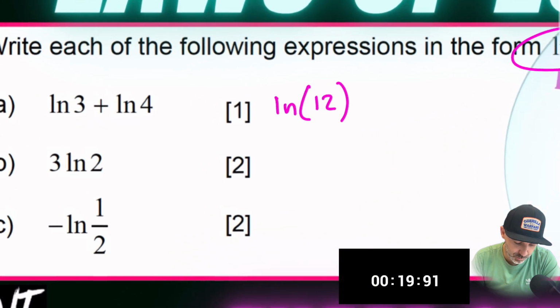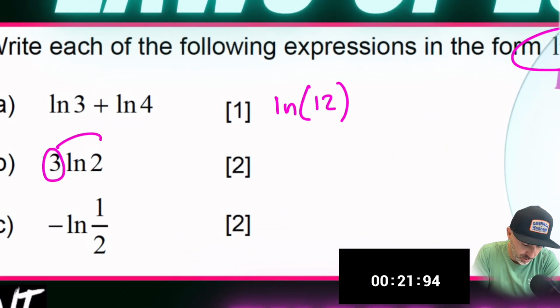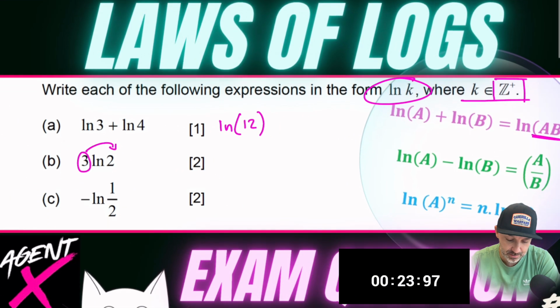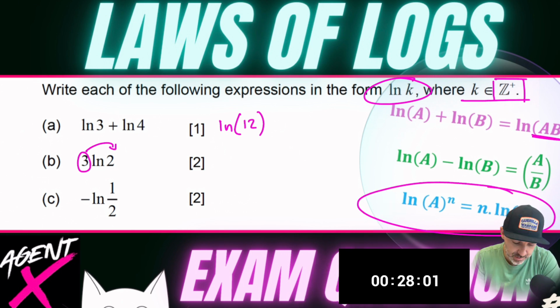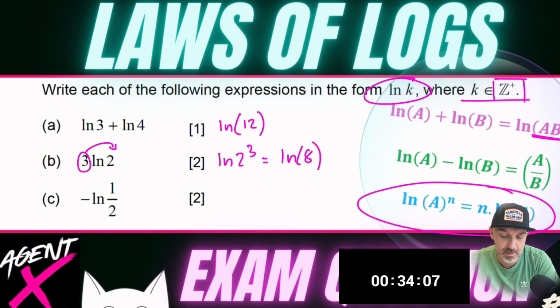On part B of the question, we are going to move this value up to the power. That, again, is in one of the rules here. This is a power rule. So therefore, then we have natural log 2 cubed, which is the same as natural log 8. And again, we have left our answer in a singular log form with a positive integer.